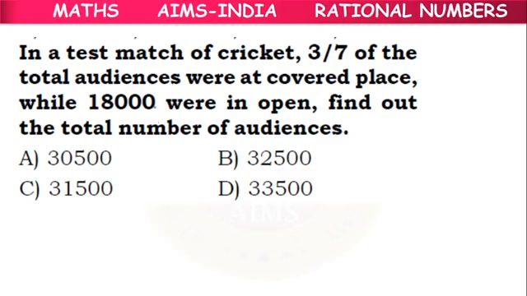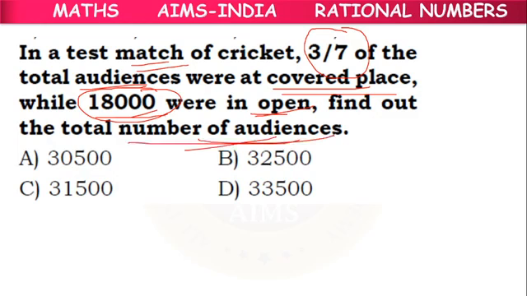Next. In a test match of a cricket, 3 by 7 of the total audience were at a covered place, while 18,000 people were in open place. Find out the total number of audience. Just now we have done this question, children, the number of boys and girls in a classroom. In the same way we have to do this. Here, number of audience, we have to take it as x. They are telling 3 by 7 x of audience are under covered place.